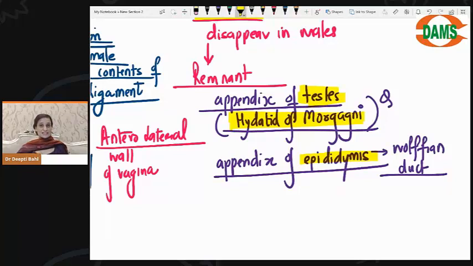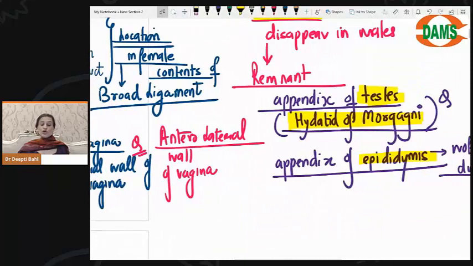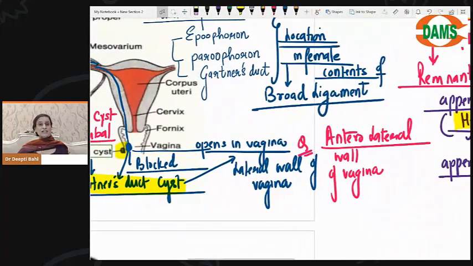Is it very clear to all of you? So you have to know what the remnants of Wolffian ducts are, what the remnants of Mullerian ducts are, and the different names that we have told you so far. So now you know the normal development, how the uterus and the internal genitalia are formed. Okay, yes, Gartner's duct is also a remnant in the broad ligament.